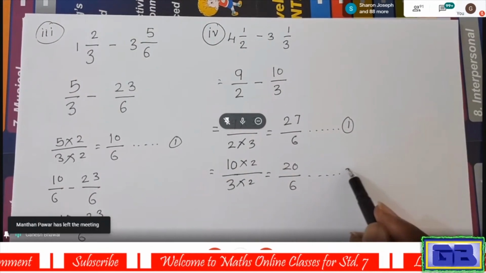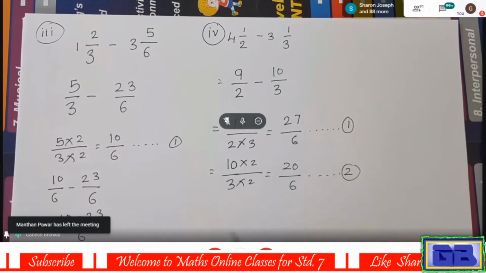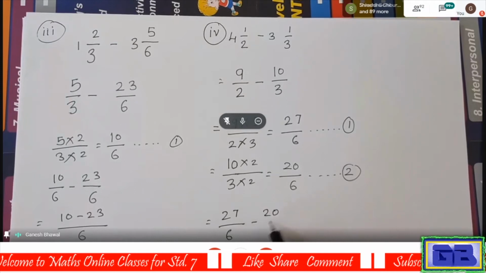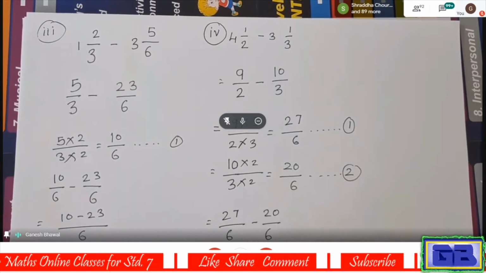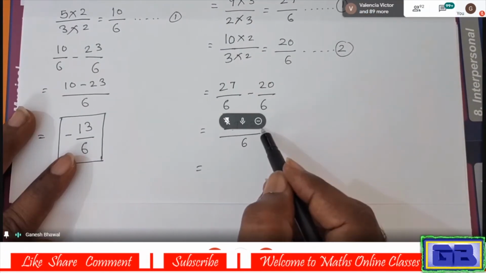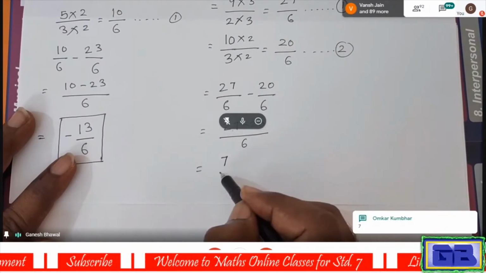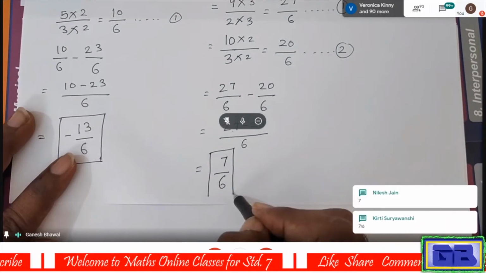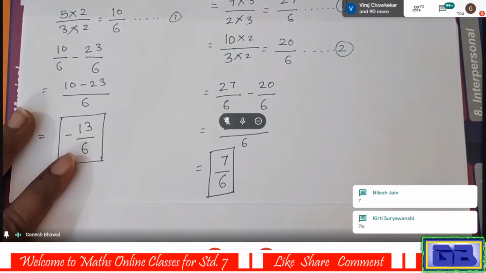This will be your point number 2. Now we can subtract. 27 by 6 minus 20 by 6. We have equal denominators. 27 minus 20, how much? 7, and the denominator 6 as it is. This is your final answer, 7 by 6.